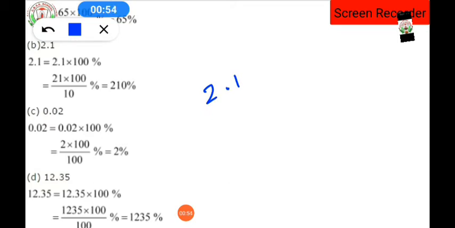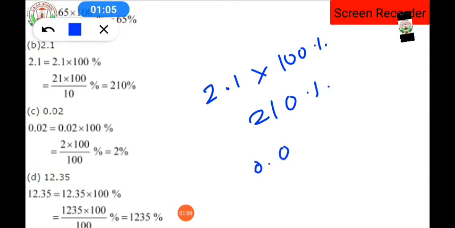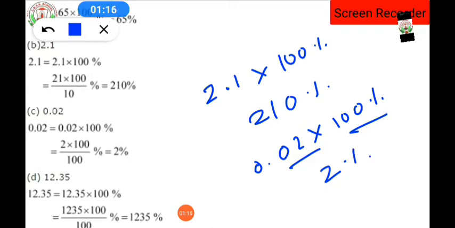2.1 we have to convert into a percent. So this decimal will be multiplied with 100%. You will get the required answer as 210%. In the same way, 0.02 is there, that will be multiplied with 100 in order to convert the decimal into a percent. So when you are going to multiply that number, you will get the answer as 2%. Clear everyone?